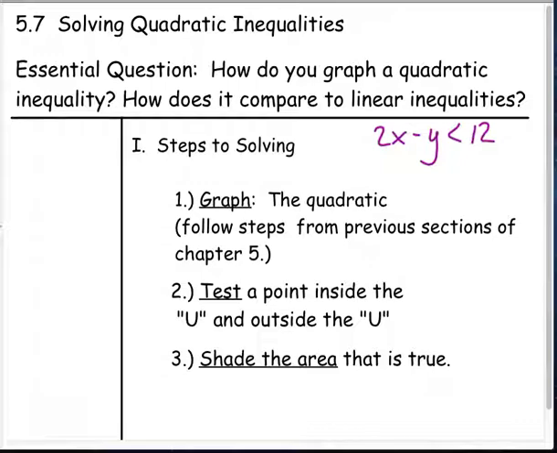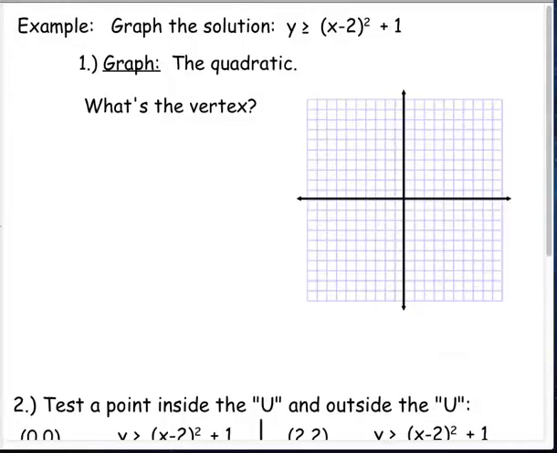So what we would do to solve that is graph the line, making sure it's dotted because this is just a less than, and then test which side of the line we should shade on. Very similar to solving a quadratic inequality. Step 1, graph the quadratic. Step 2, test a point inside the parabola and outside the parabola, and then shade the area that's true. So the key here is remembering how to graph a quadratic equation.